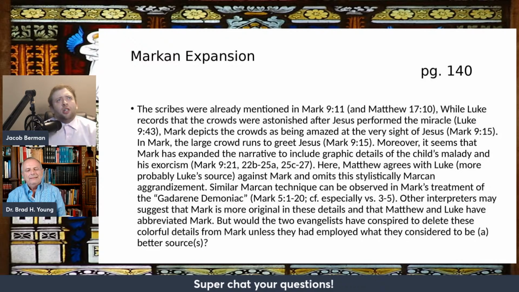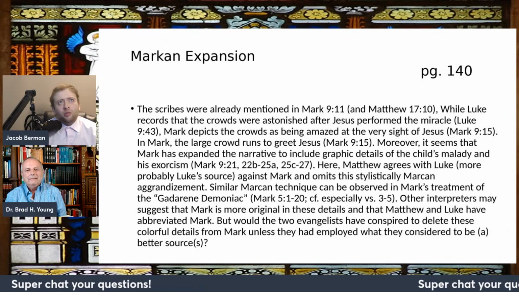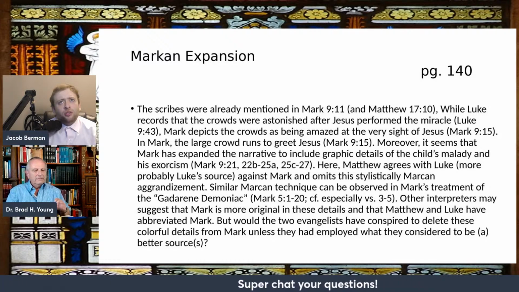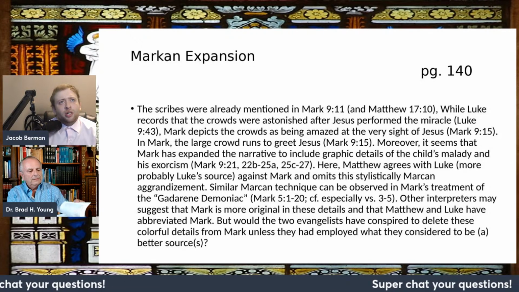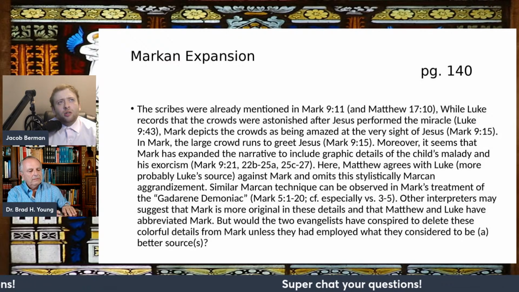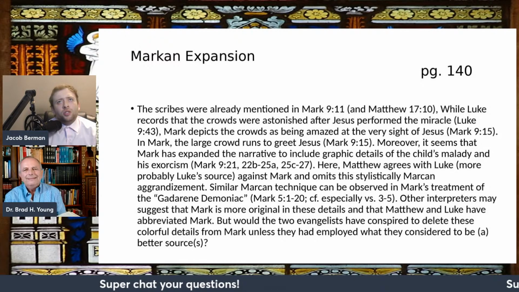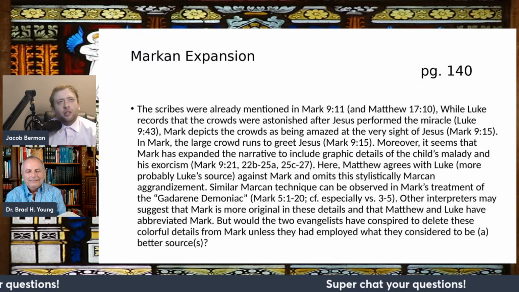But I want to start us out with Mark and expansion, because on page 140 in the book, you talk about how it would be very strange if Mark was being abbreviated by Matthew and Luke when it comes to the Gadarene demoniac. And you were saying it makes better sense if Mark was actually expanding what Matthew and Luke were talking about regarding the Gadarene demoniac instead.